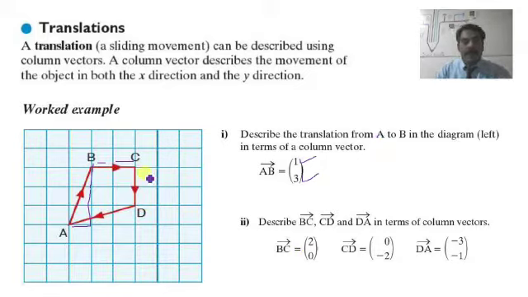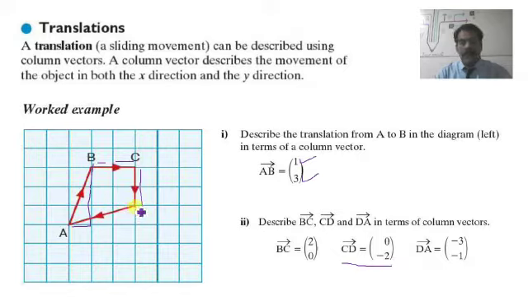Similarly, we can find out vector CD. In vector CD, there is only a downward movement on y axis, there is no movement on the x axis. That is why value of x coordinate will be 0 while the value of y coordinate, as it is moving 2 steps in the downward direction, is going to be a negative value. So we can see here vector CD is 0 and -2.